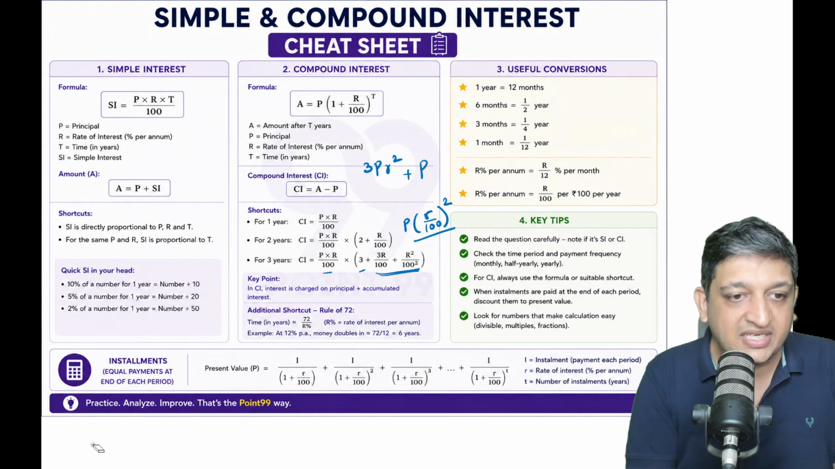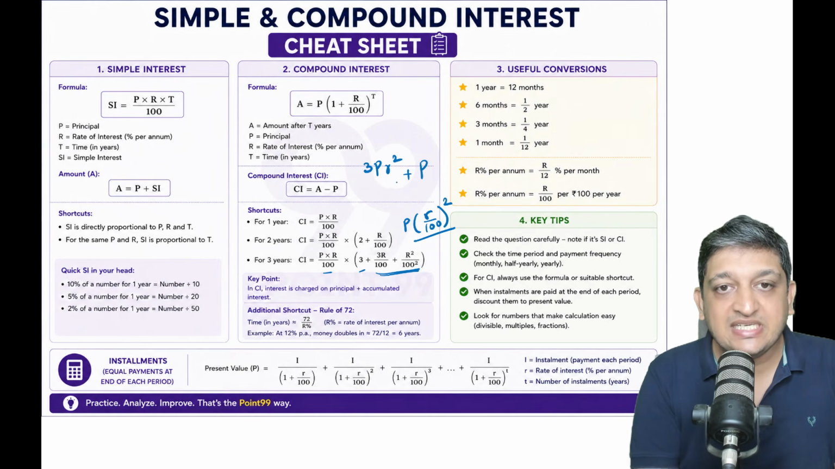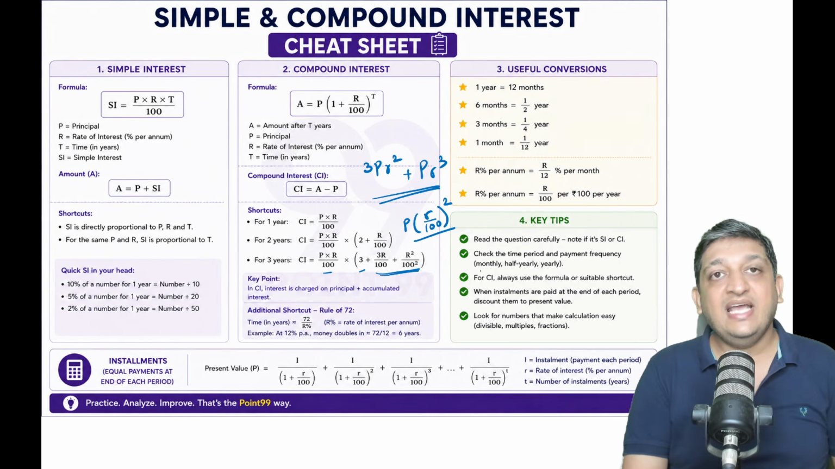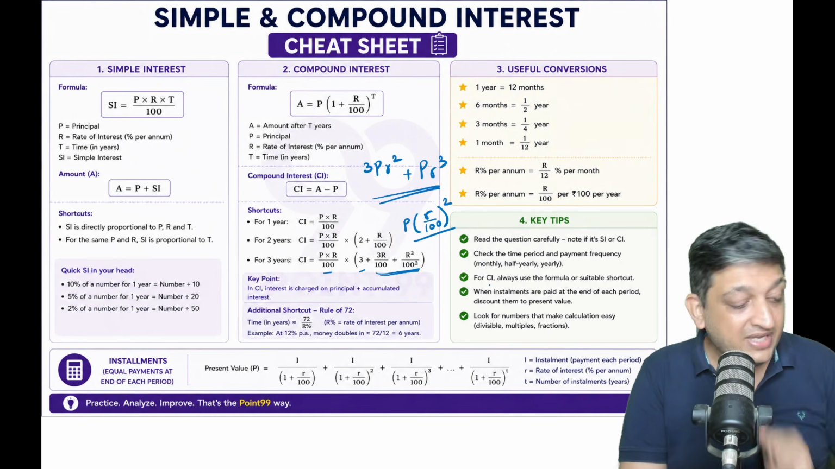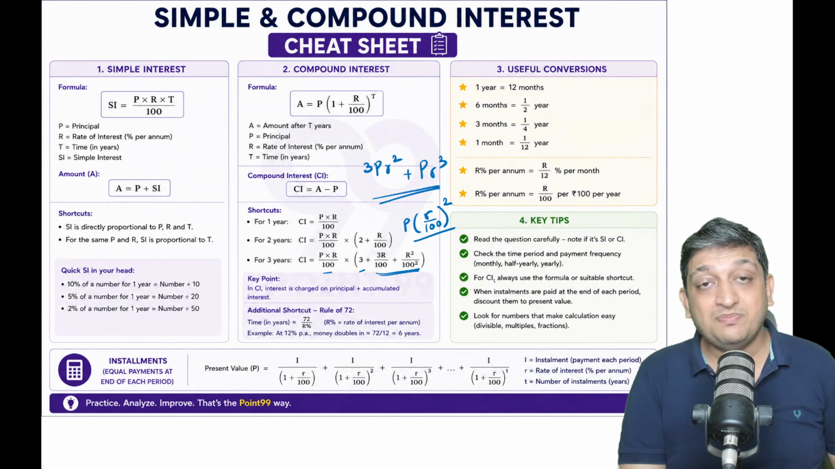I'll just make it clearer. And that is basically something that you can remember, right? So this is basically the difference between SI and CI over 3 years. This is the difference between SI and CI over 2 years. We are going to look at some questions which will use this particular concept.